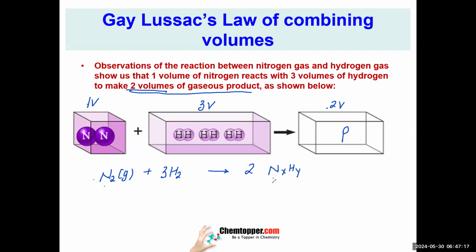Now Amodita has already answered it. What is X here? 2 is written in front, right? So X is 1. Do you agree with that? Because 2 is written in front, so X is 1. And how many? There are 2 nitrogens. There are 6 hydrogens. So what should be Y? Y should be 3.